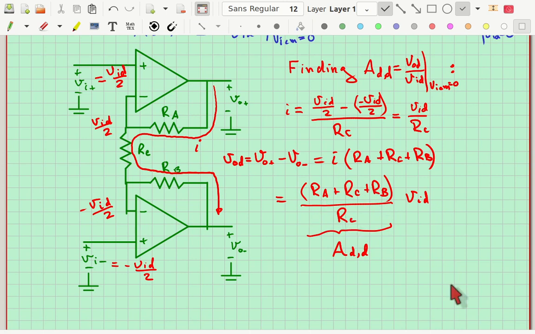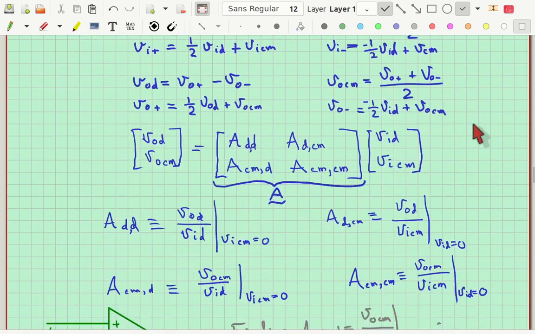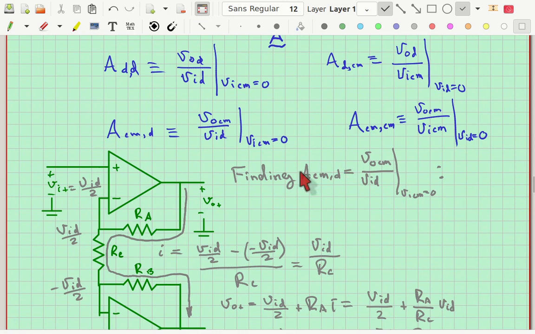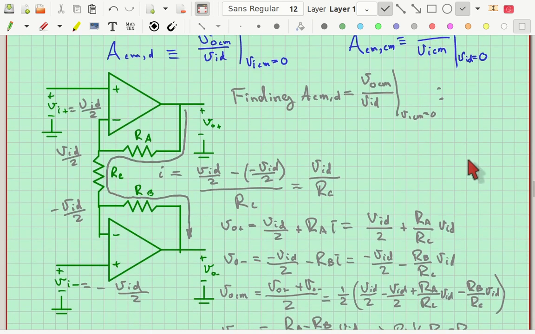Okay, let's look at one of the other elements here. This time what we're going to do is we're going to compute ACM comma D. So that's the common mode output voltage with still a differential input voltage. Because the voltage is still differential on the input, I still have plus VID over 2 and minus VID over 2 here.